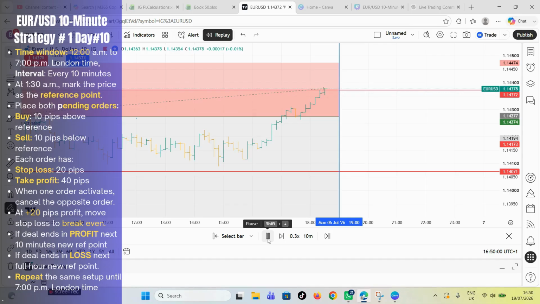Stage 6. Closing the position. As the session approaches 7 p.m., buyers remain in control. The short position continues showing a controlled loss. The full 20-pip stop loss has not been reached. However, strategy number 1 requires all active positions to be closed when the trading window ends. At exactly 7 p.m. London time, the session is complete.